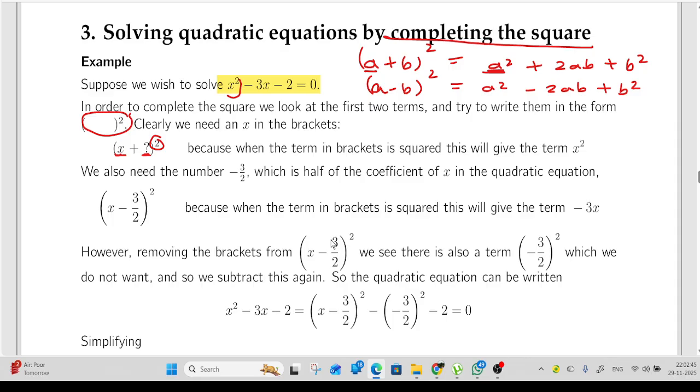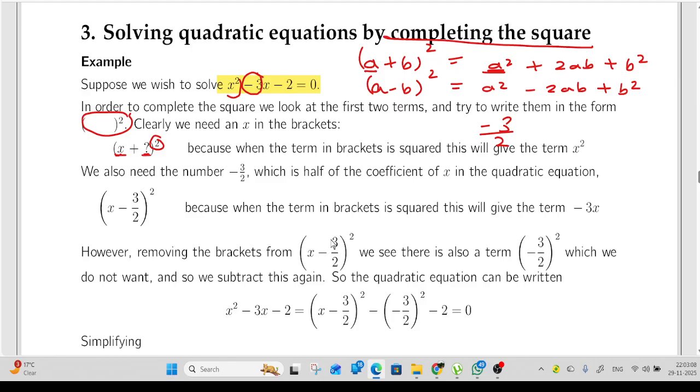So how do we do it? We check this term, the coefficient of x. What is the coefficient of x? Negative 3. Okay, we do half of it. So negative 3, half of negative 3 is negative 3 over 2, right? And then we write x minus 3 over 2 whole square.